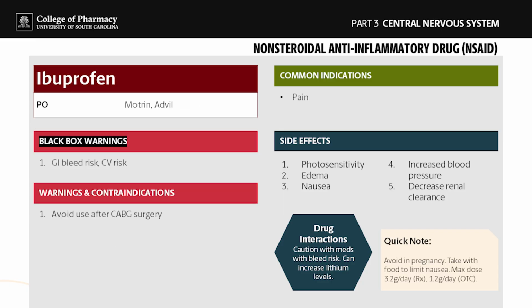Another NSAID is ibuprofen, which is the generic name for Motrin or Advil, indicated for pain with the same side effects as the other NSAIDs. Take it with food. Maximum dose is 3.2 grams a day for the prescription strength. Also note the black box warnings of GI bleed and cardiovascular risk are the same as the other NSAIDs.